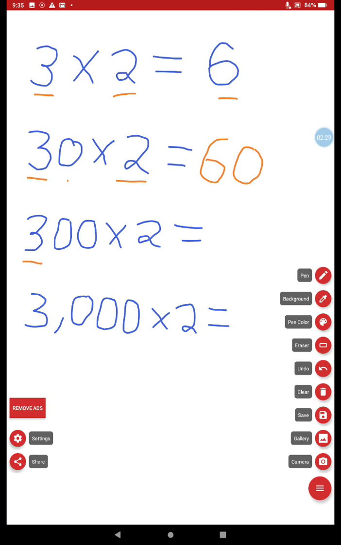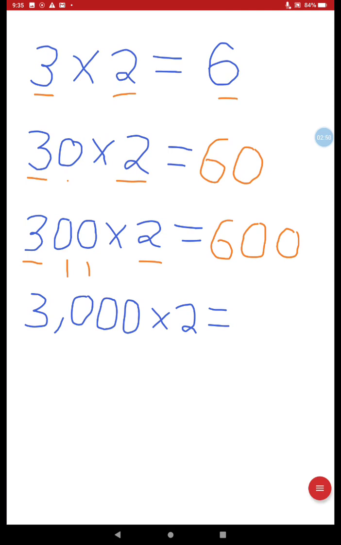Again, 3 times 2 is 6. Good. But you know that 300 times 2 isn't 6. That doesn't make sense. So I shift it over 2 places. 1, 2. 300 times 2 is 600. Let's do that one more time. 3 times 2 is 6. But I have these 3 zeros here, so I shift it over 3 zeros. 3,000 times 2 is 6,000.